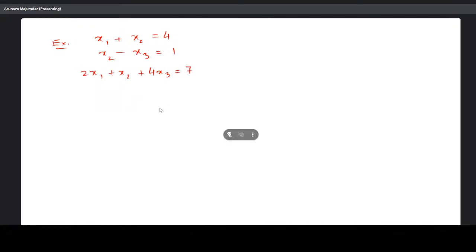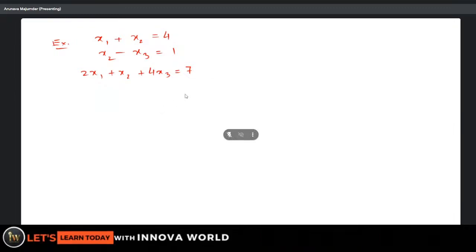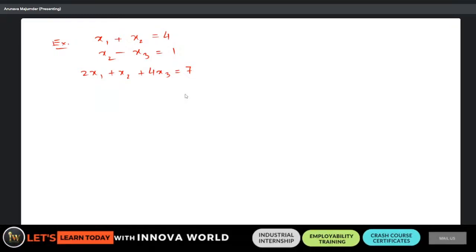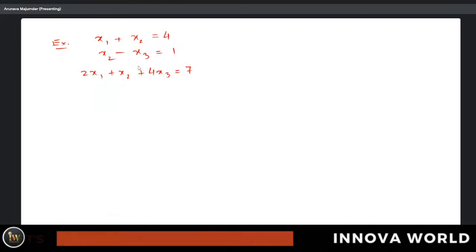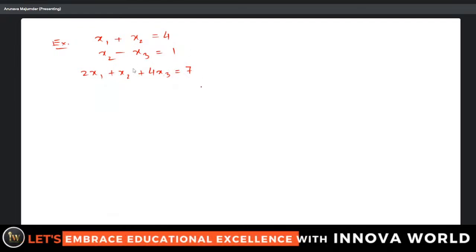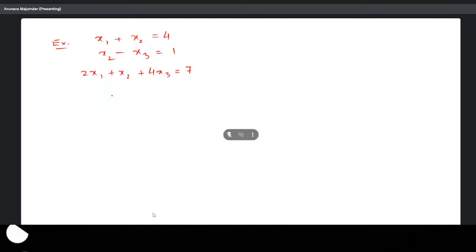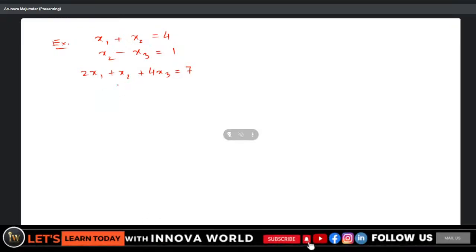Okay, this is a solution of system of linear equations. Now we need to know something here. How many variables? Every system of linear equations has some variables. You can see here, these are the variables. How many variables are there?